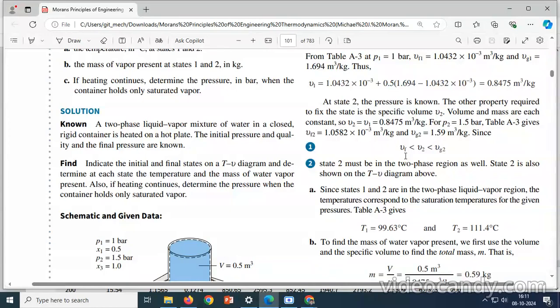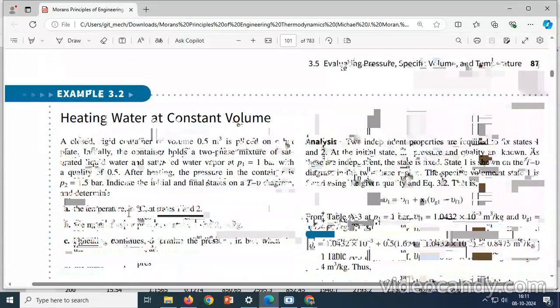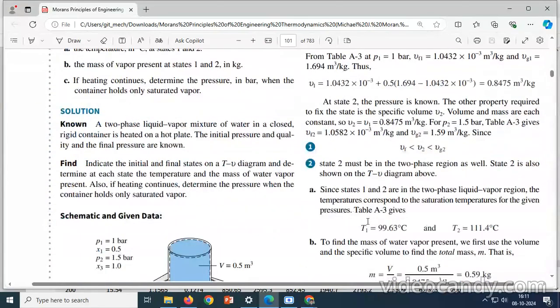Comparing this V2 value, 0.8475 meter cube per kg is the known value. If you find the other Vf and Vg2 from the table, V2 is greater than Vf and less than Vg, correct? Now I'll come to part A.